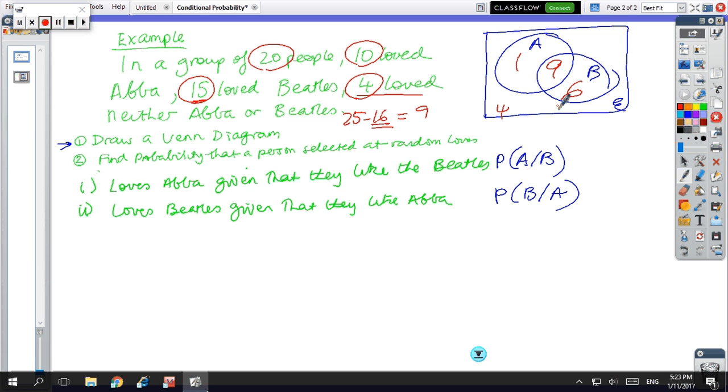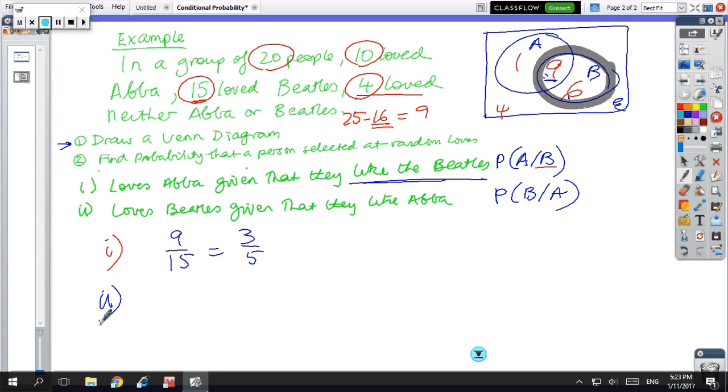Okay, so in the first one, they have to like the Beatles. So they have to like the Beatles. So the answer for this first one, because they have to like the Beatles, the answer has to be out of 15. So how many ABBA lovers are part of that 15? And the answer is 9 of them are. And then just cancel down.